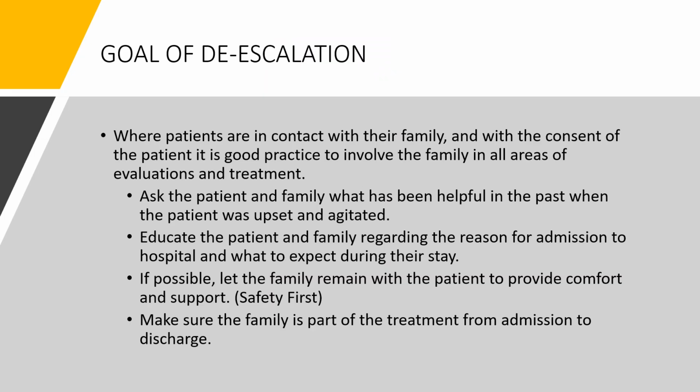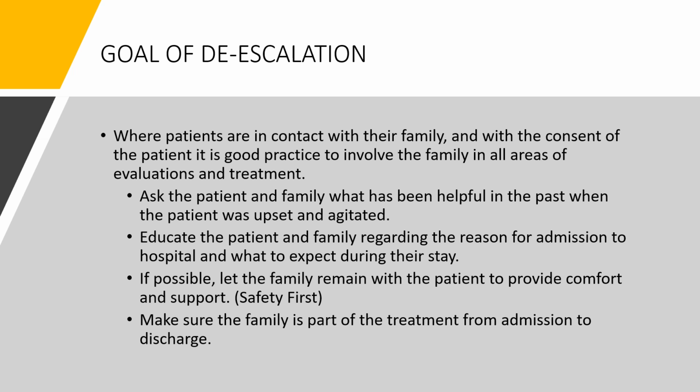Where patients are in contact with their family, and with the consent of the patient as well, it is good practice to try to involve them in helping with not only evaluation but also the treatment plan, especially if the patient comes in already angry and aggressive in a crisis state. Ask the patient and family what has been helpful in the past when that person is upset and agitated. Educate the family on the reason not only for the admission to the hospital, but what to expect during that stay. And then let the family remain with them if it is a safe space with the patient, to help give them that comfort and support, because that's part of their support system.